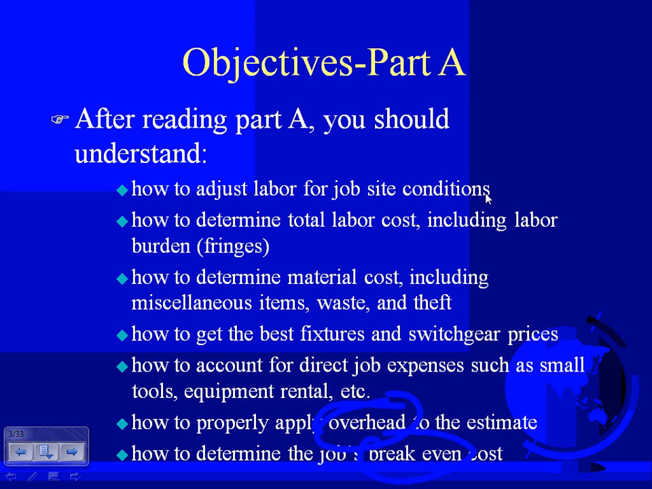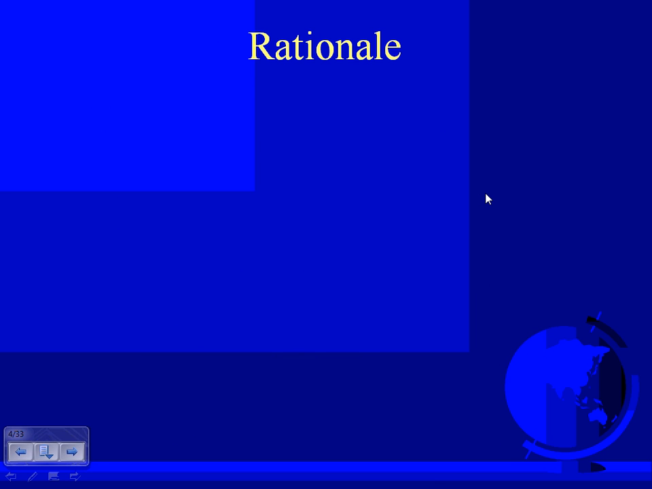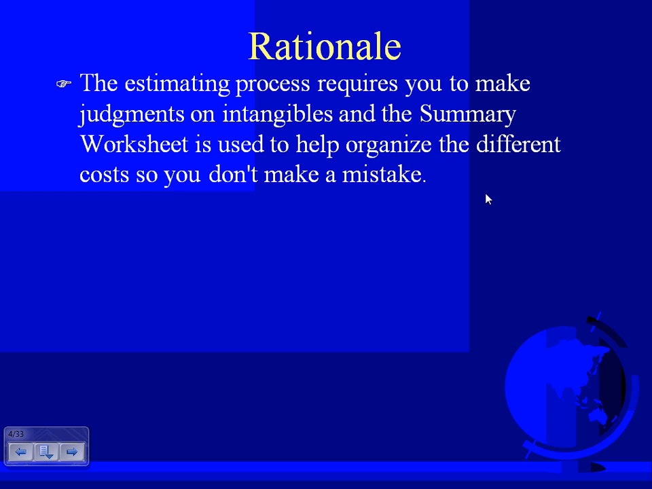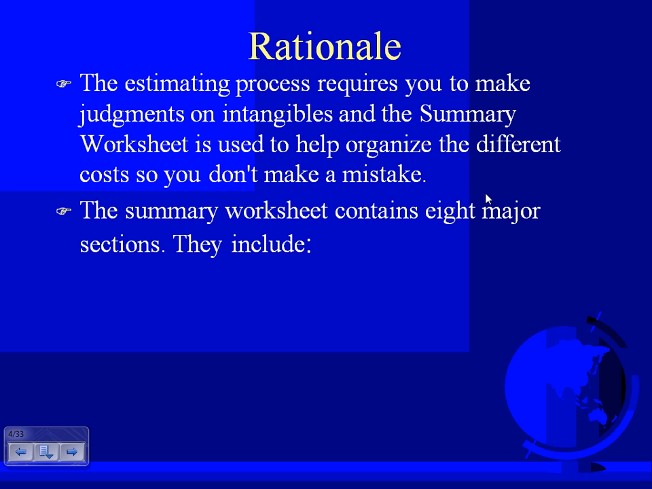Any question, guys, about this? In the bid summary, I'm going to add all the stuff that I did, put overhead, put direct job costs, and come up with something called break even cost. A couple of things, guys, about the estimate summary. You have to use some judgment, intangibles.